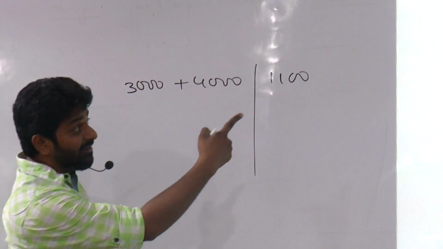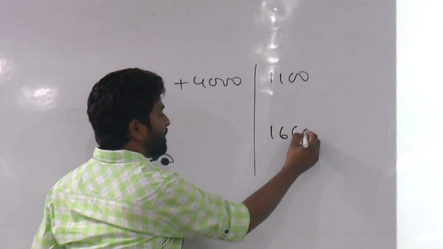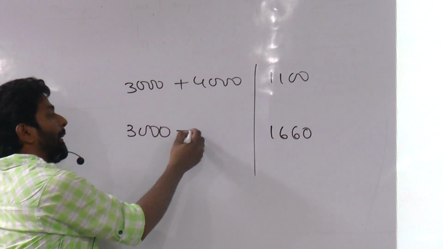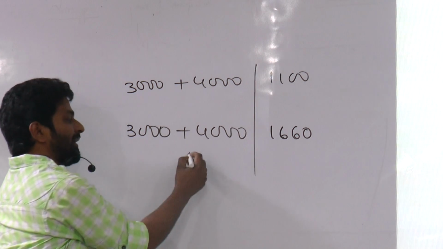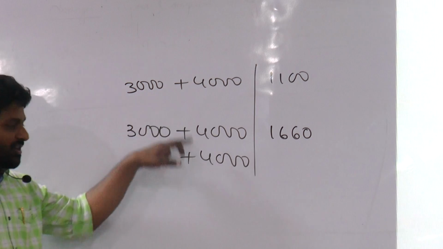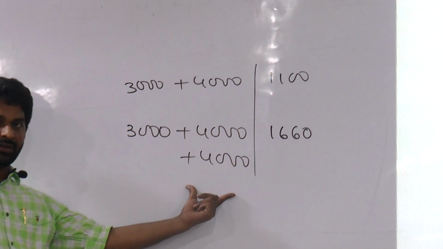And next value is 11,000. Of 11,000 he is getting 1660 rupees. Now I will divide 11,000 as 3,000 plus 4,000 plus 4,000. I just want to observe the change here. This is 7,000. Let me write the same numbers here and extra value 4,000.